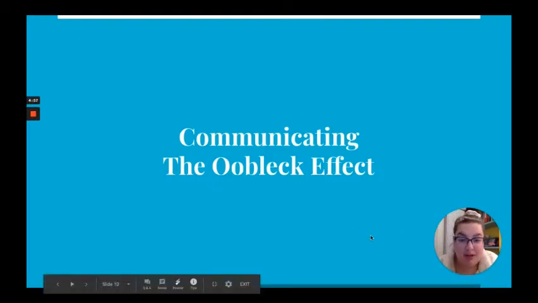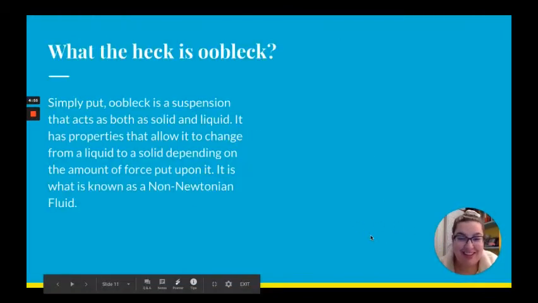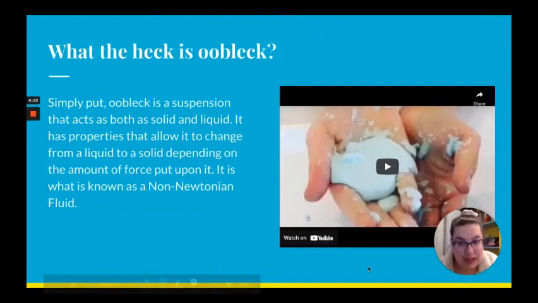So now, communicating the Oobleck effect. So what the heck is Oobleck? Simply put, Oobleck is a suspension that acts as both a solid and a liquid. It has properties that allow it to change from a liquid to a solid depending on the amount of force put upon it. It is what is known as a non-Newtonian fluid.